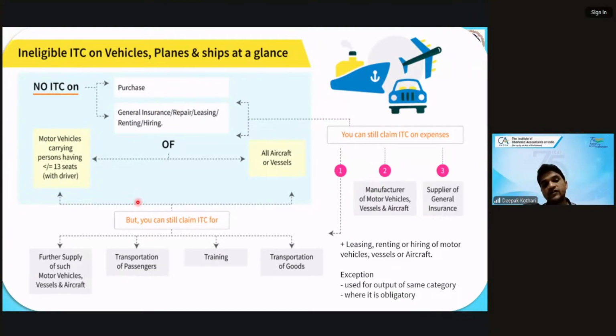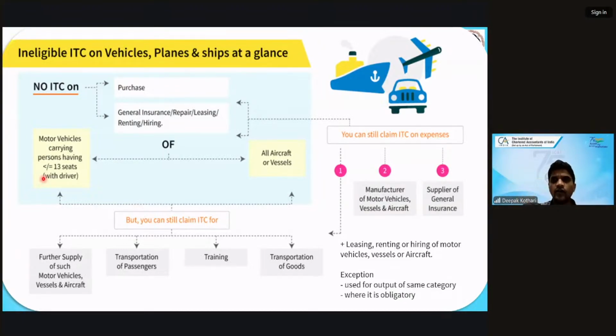Is further supply means trading? Yes, because you are buying it and further supplying the product itself. It means trading itself. Yeah, transportation of passengers or goods is for commercial purposes only.